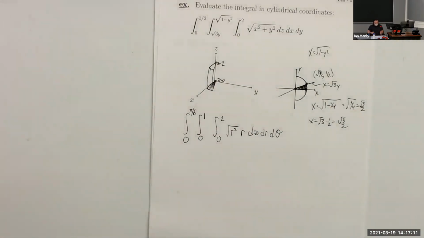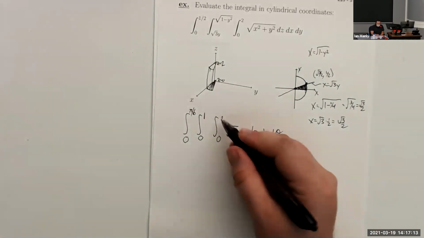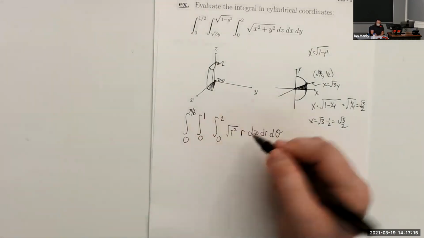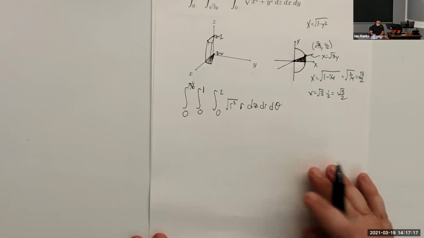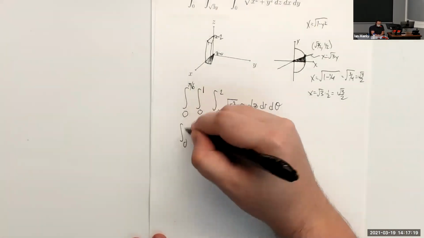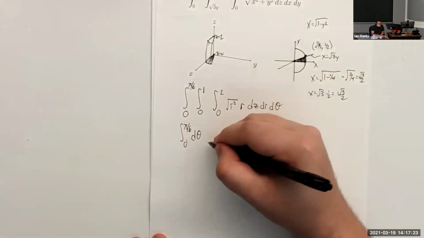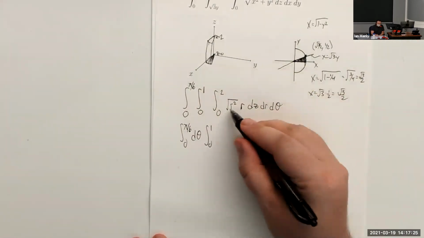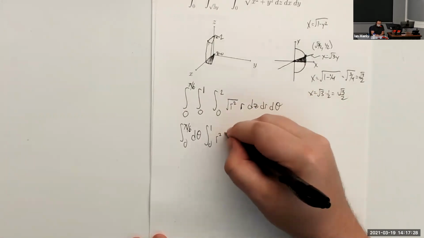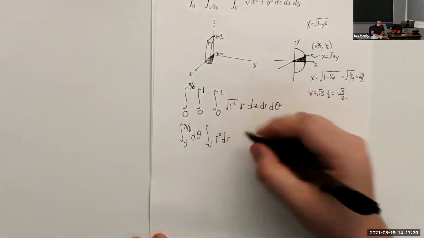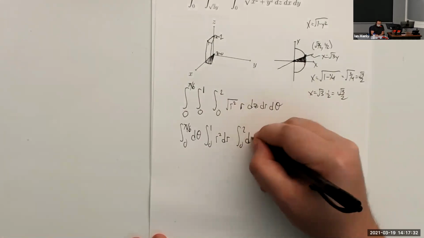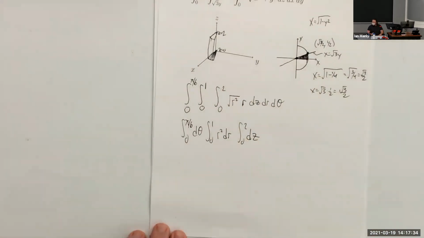All right, so then let's go ahead and do this one. And once again, we have all constant bounds, so we can go ahead and split this up into 3 pieces. So we have 0 to pi/6 d theta. We have 0 to 1, and I guess this is r squared dr. And then we have 0 to 2 dz right here.